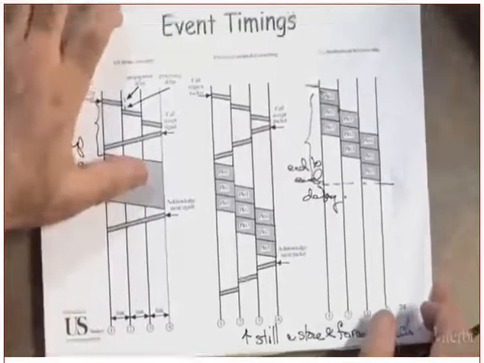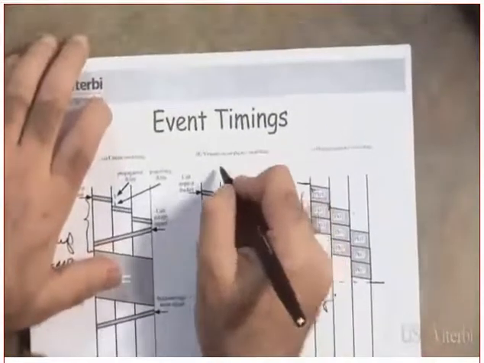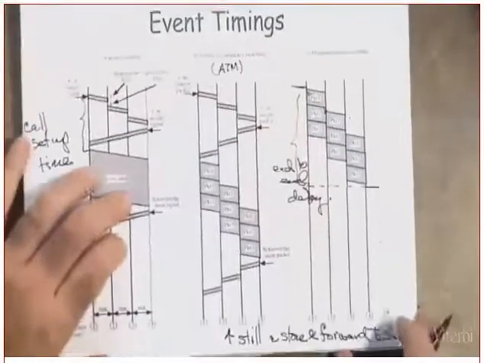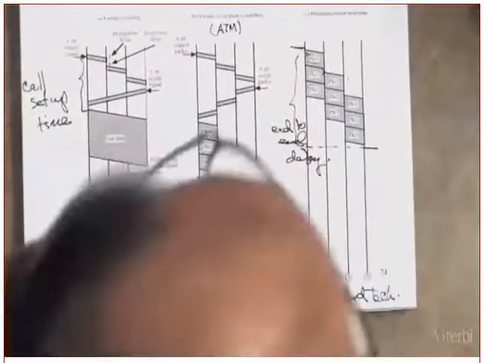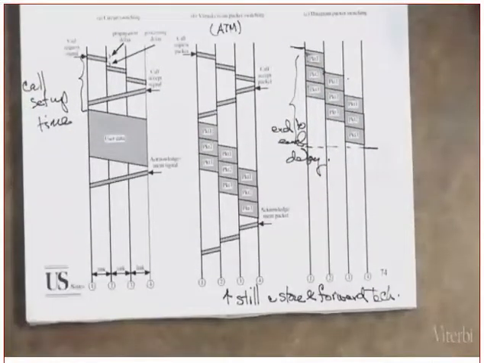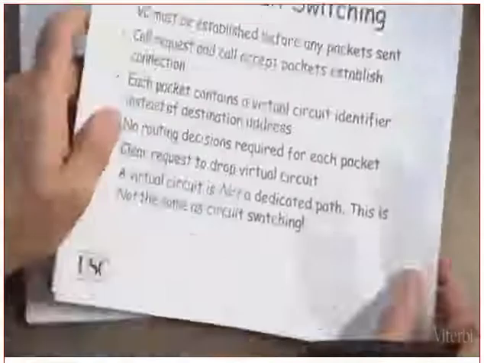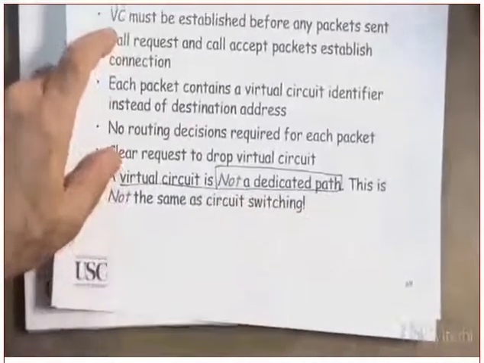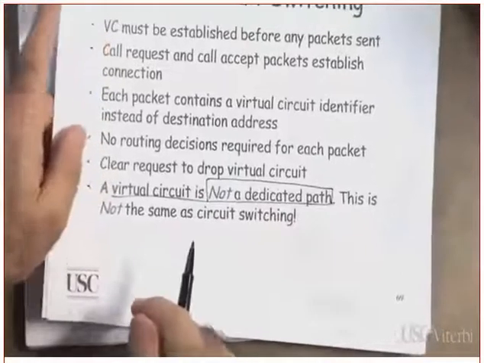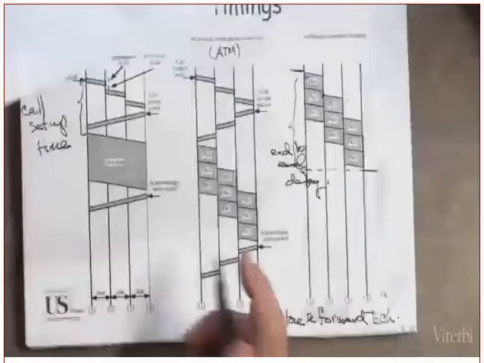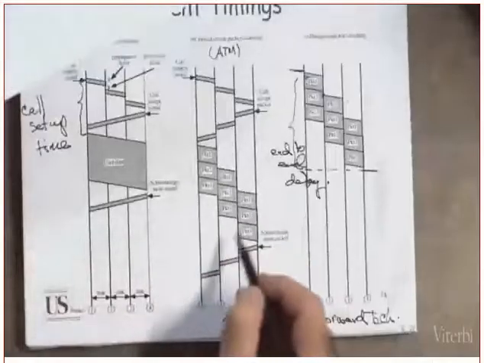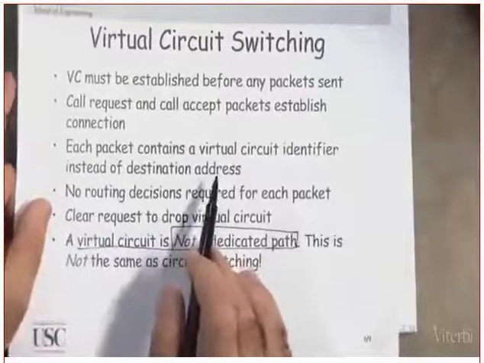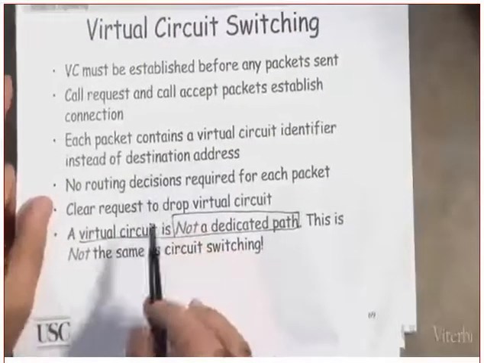An example of the virtual circuit type is ATM, as we will see shortly. Clear? A virtual circuit, again, is not a dedicated path. This is not the same as circuit switching. The beauty of using a virtual circuit is that we really don't need an IP address to determine what is the next node.